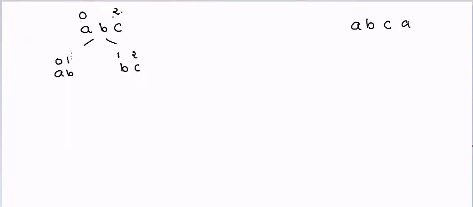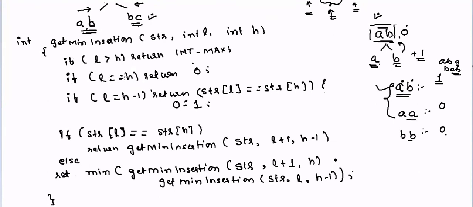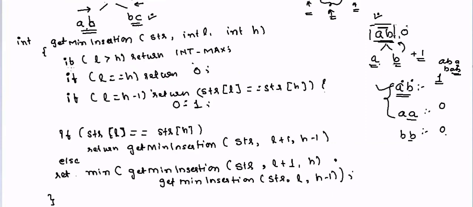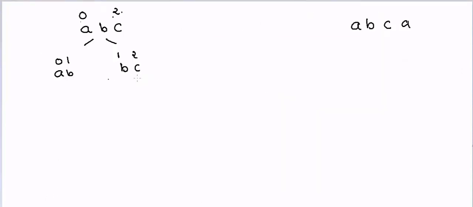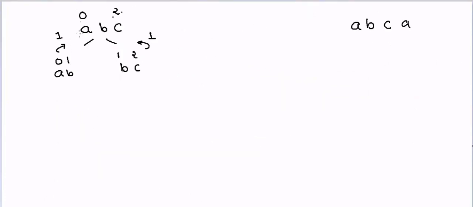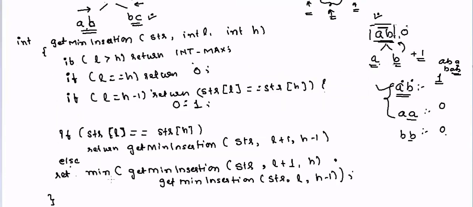If L is greater than H, no. L equal to H, no. We'll check if L equal to H minus 1. So in 0 and 1, yes, L equal to H minus 1. So we need to return either 0 or 1 based upon this condition. In both the cases, it will return 1. So it will return 1, and that will also return 1. So that will come over here, to the else case of the previous recursion, the ABC recursion.